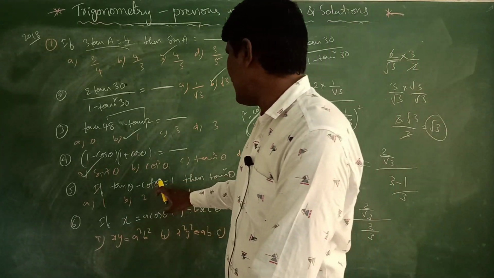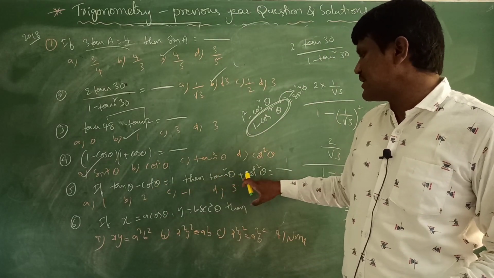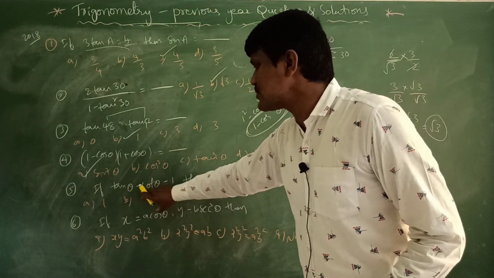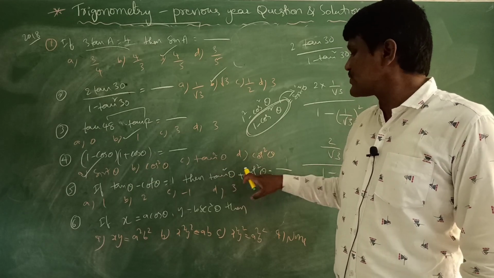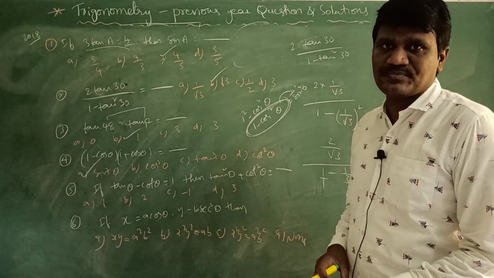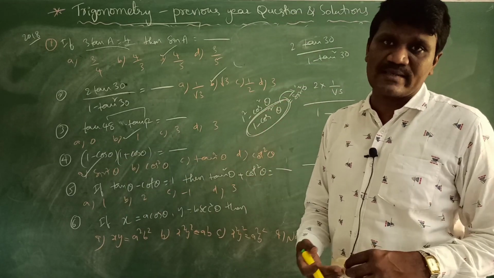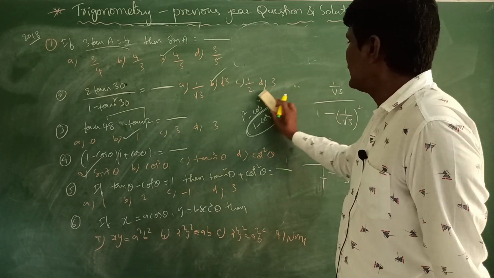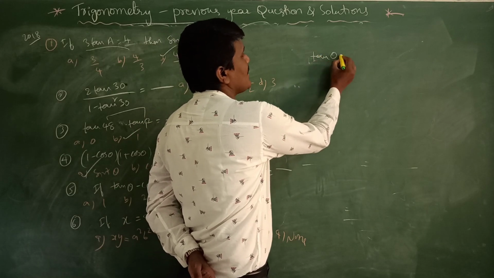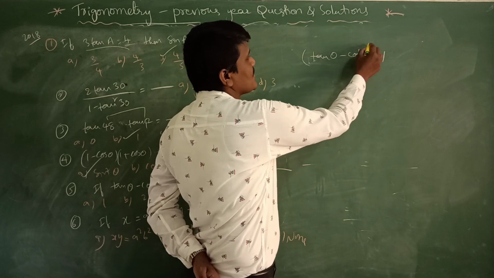Now next question, the fifth question. If tan theta minus cot theta is equal to 1, what is the value of tan square theta plus cot square theta? If you see in the question, there is no square, but they are asking us tan square theta plus cot square theta. What do you need to do? Square on both sides and you will get the answer. If it is power 4, you square on both sides 2 times and you will get the answer. Let's see this question. Tan theta minus cot theta is equal to 1. So squaring on both sides.